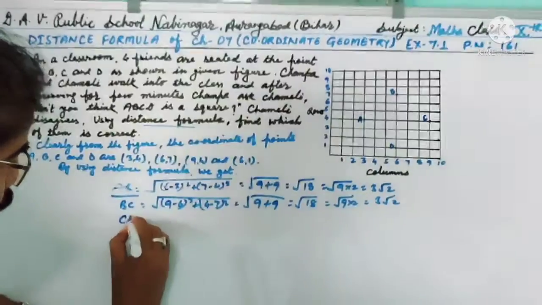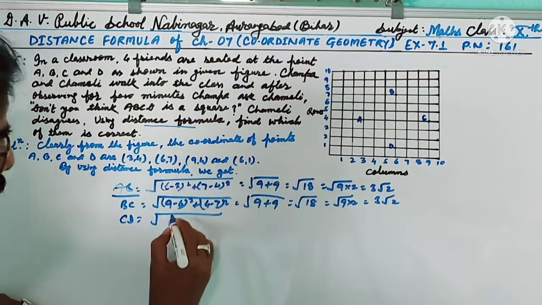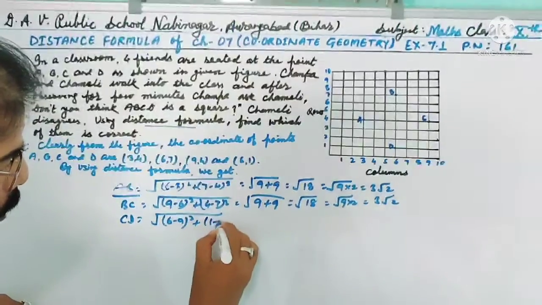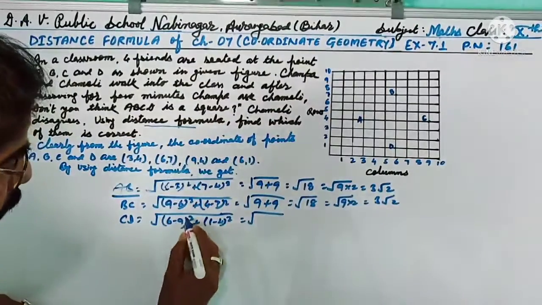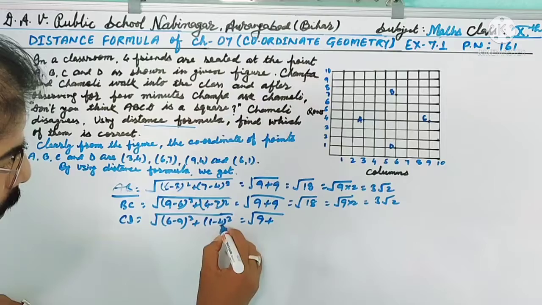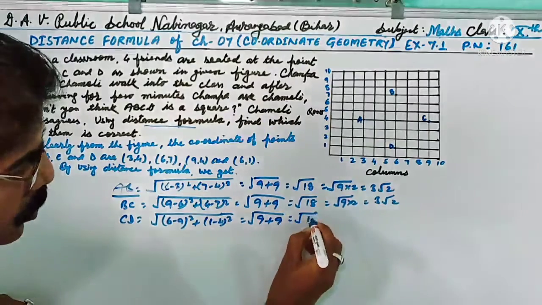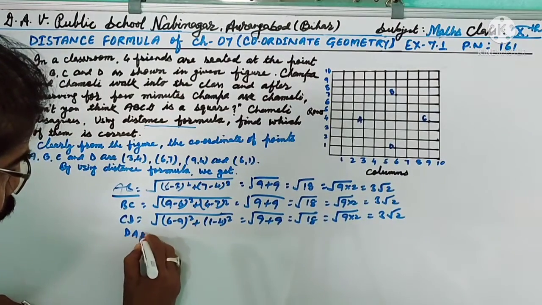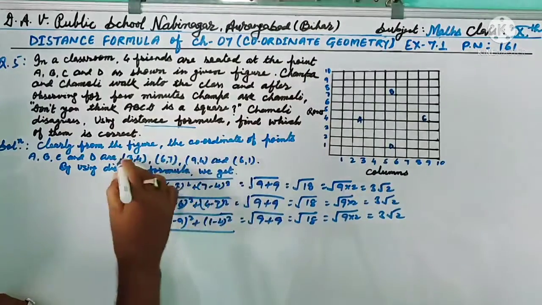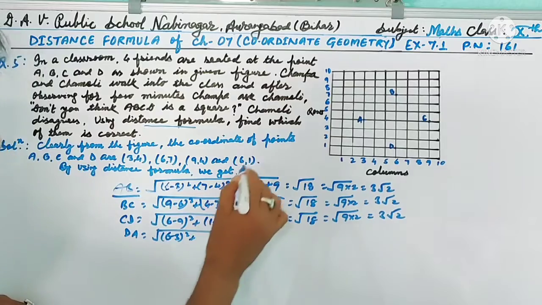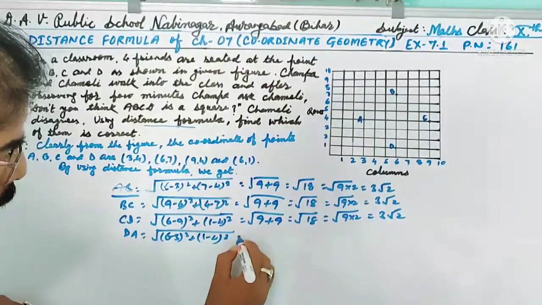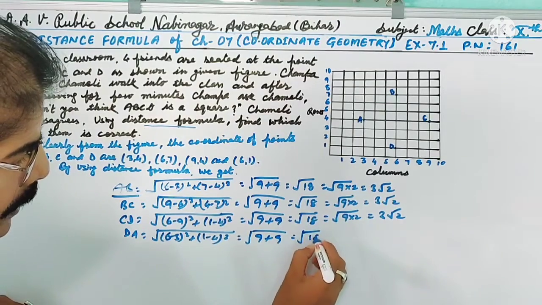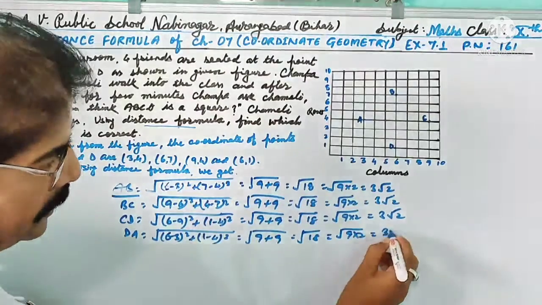And now CD equals the square root of (6 minus 9) square plus (1 minus 4) square, which is minus 3 square, 9, plus (1 minus 4) is minus 3, square, equal to 9. So 18 equals 9 into 2, that is 3 root 2. And DA equals the square root of (6 minus 3) square plus (1 minus 4) square, which is 3 square 9, and 1 minus 4 is minus 3 square, also 9, so 18, equal to 9 into 2, that is 3 root 2.